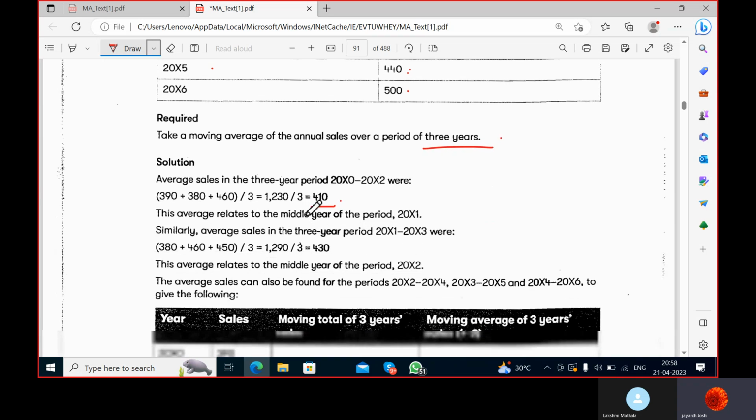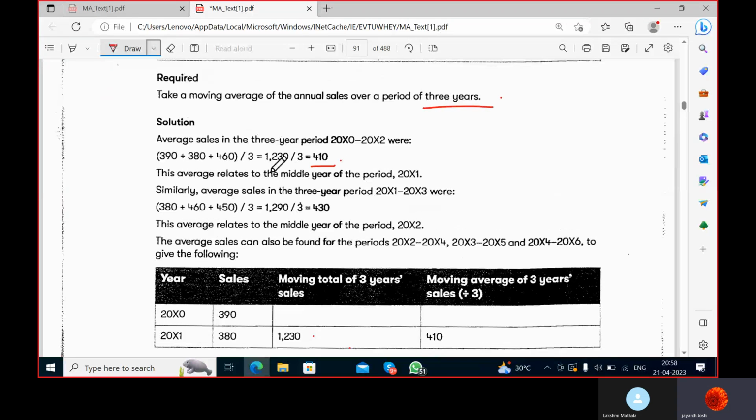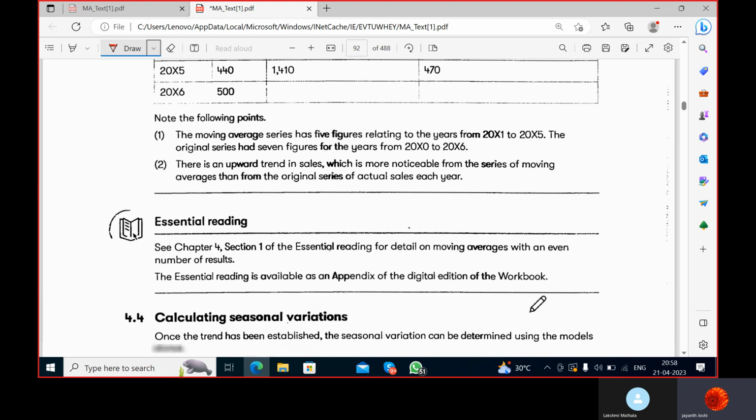We are going to do the averages for all the years. Correct, Hamsika? Correct, sir. So these are moving totals of 3 years and moving averages of 3 years. What was the moving total? 1230. And what was the moving average? 410. So they have calculated this. Will you do that, Hamsika?